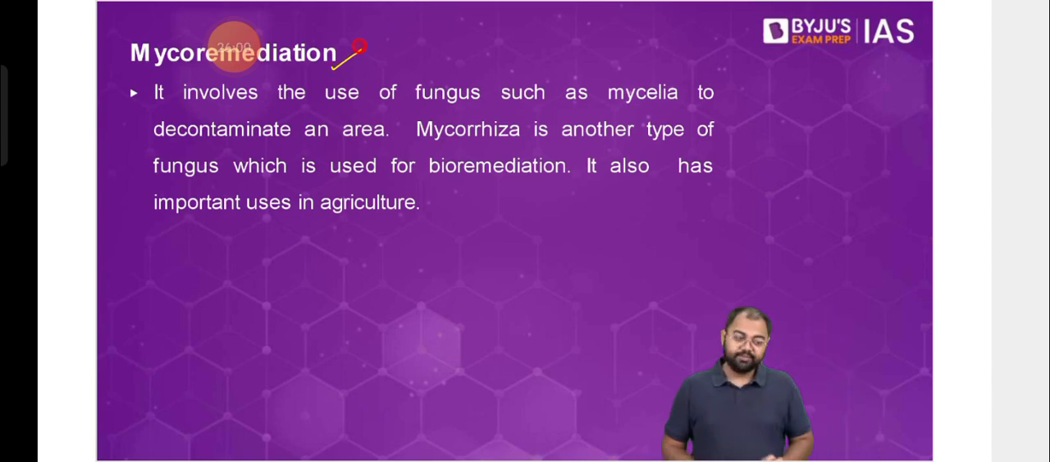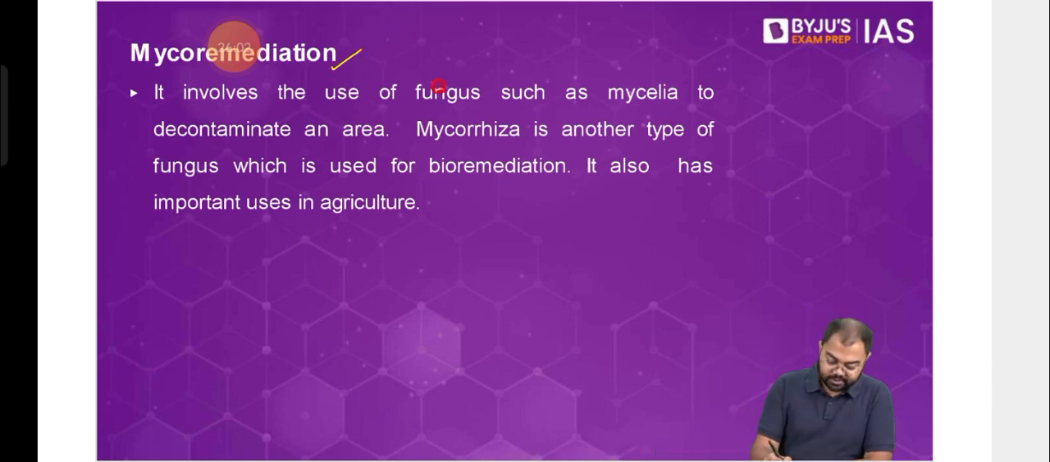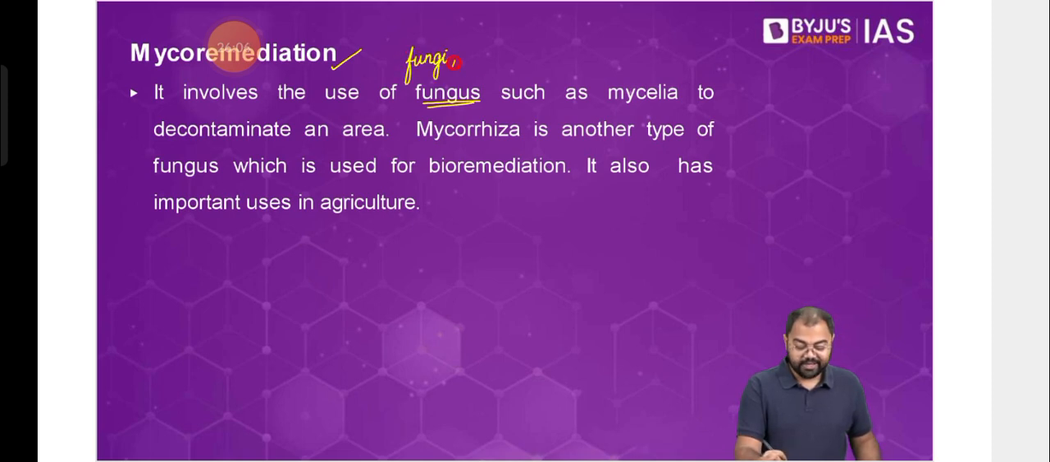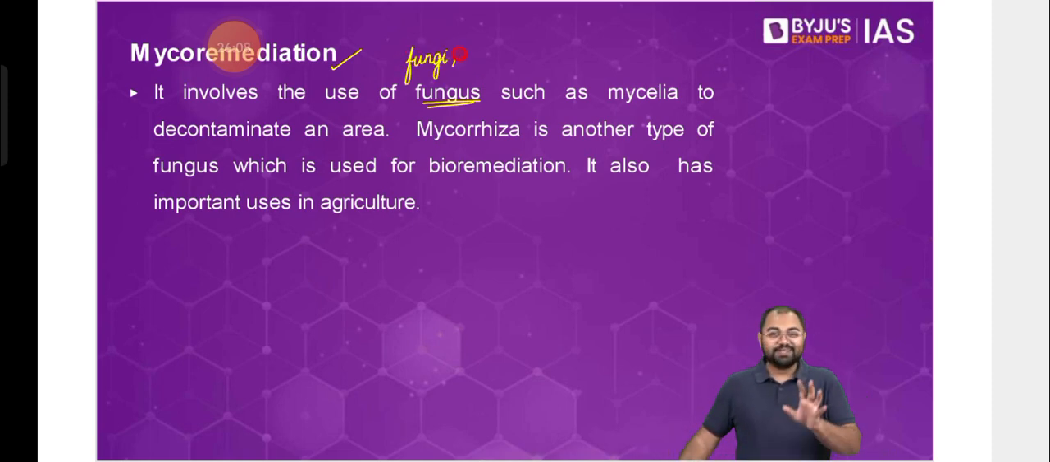Then we have mycoremediation. Now when we say mycoremediation, the term myco is for fungus, and the same fungus that in plural you call fungi, or whatever you want to call it. So that's why a safer term for me is fungus, where I don't have to be bothered about how to pronounce this, right? So fungus. So wherever we make use of fungus in one way or the other, we'll say that it is mycoremediation.